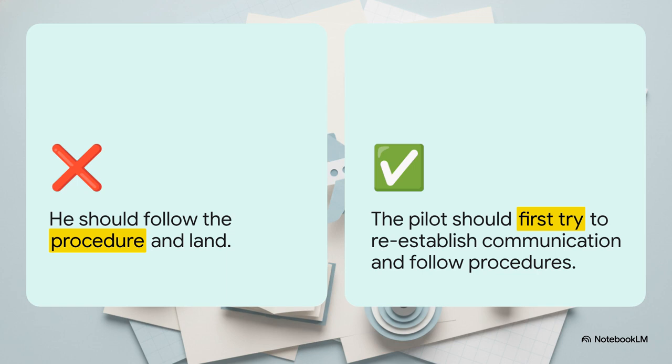On the left, you've got a typical level 4 answer to a radio failure question. "He should follow the procedure and land." Is it technically correct? Well, yes. But look on the right. "In case of radio failure, the pilot should first try to reestablish communication, check the frequency, volume, and follow the published procedure." See the difference there? The right side uses full structured sentences to provide detailed, undeniable evidence of your actual skills.